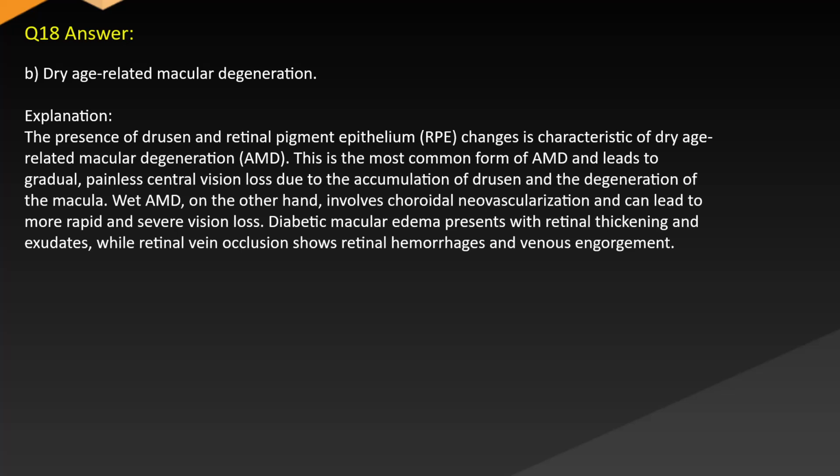Wet AMD, on the other hand, involves choroidal neovascularization and leads to more rapid and severe vision loss. Diabetic macular edema presents with retinal thickening and exudates, while retinal vein occlusion shows retinal hemorrhages and venous engorgement.